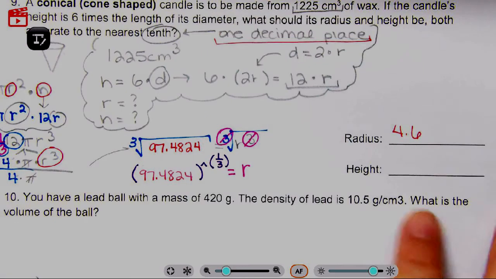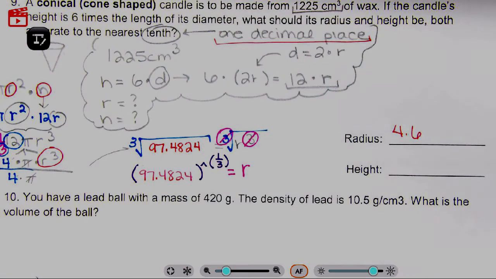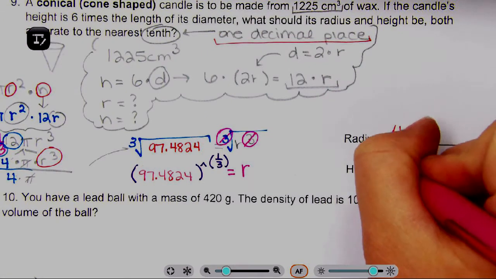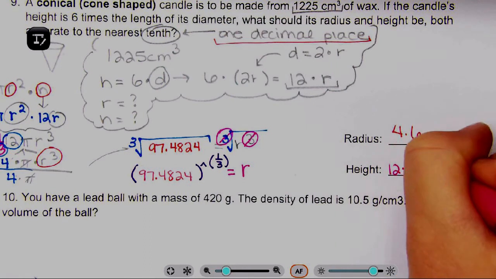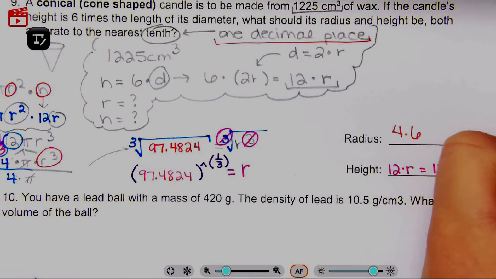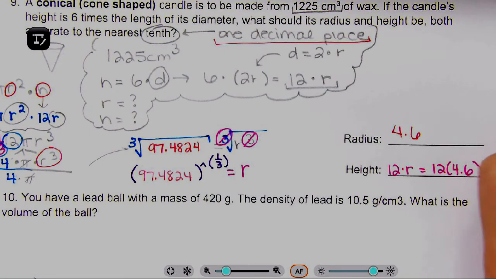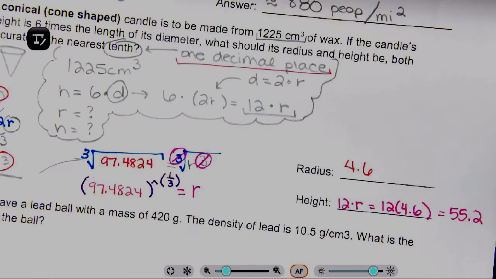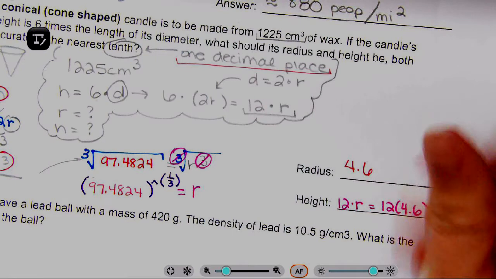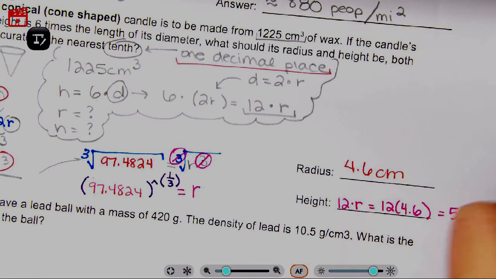So here's my radius. Now, what did we know about the height? We knew the height was 12 times the radius, which means I have 12 times 4.6, which gives me 55.2, again, rounding to 1 decimal to the tenths. And then make sure you have your units. So radius is singular, so I have centimeters. Height is singular, so I have centimeters.